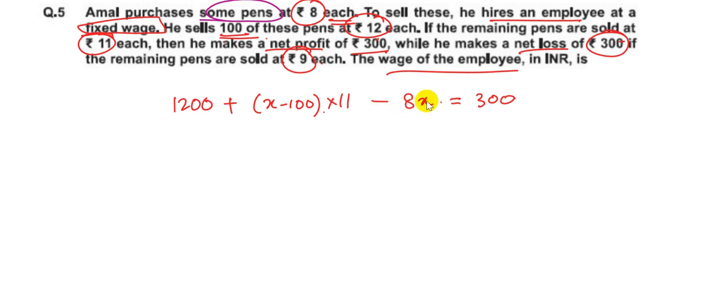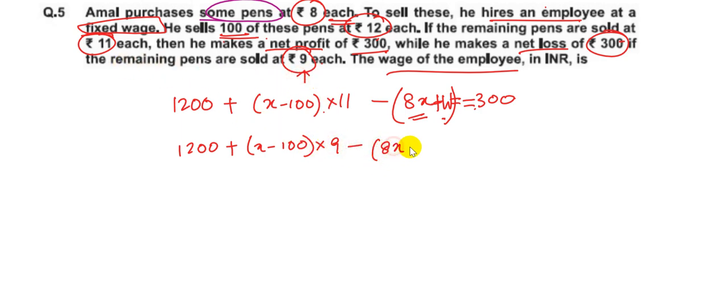We have to add the wage also, 8x plus w, because the cost that he has incurred includes the wage of the employee also. So let the wage be w. So 8x is the cost of buying the pens and w is the wage of the employee. So this is the total cost that he incurs. So that this is equal to 300, and 1200 plus x minus 100 times 9 minus 8x plus w is, this is a loss of 300, so this is minus 300.